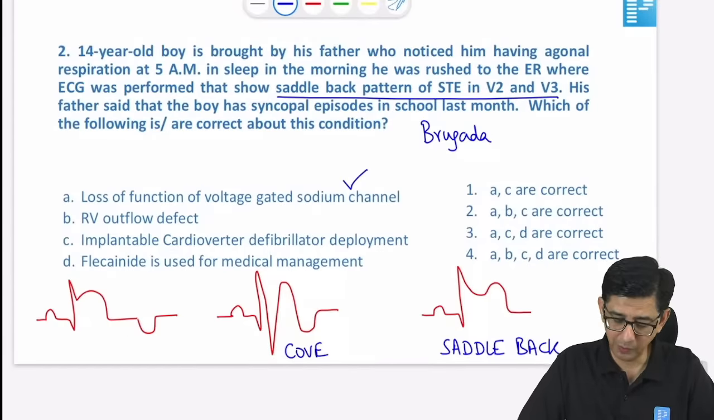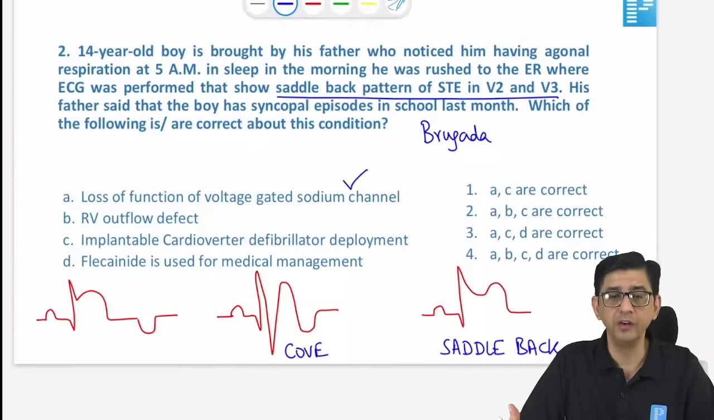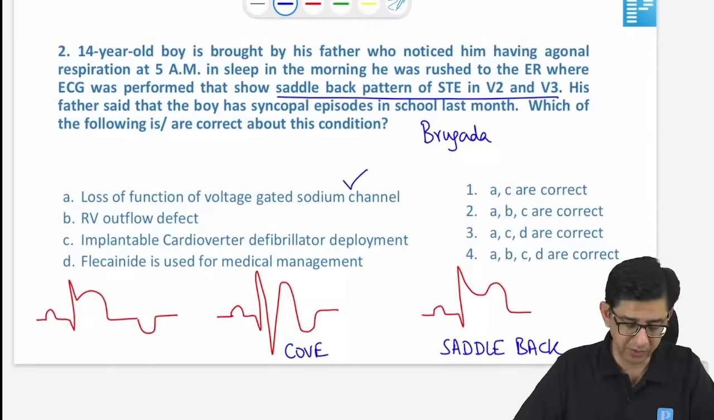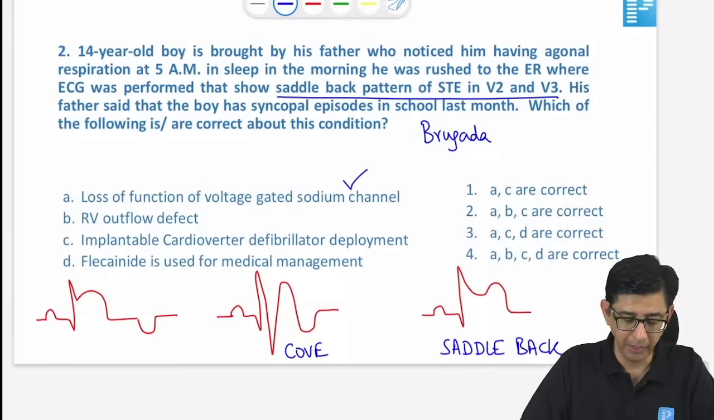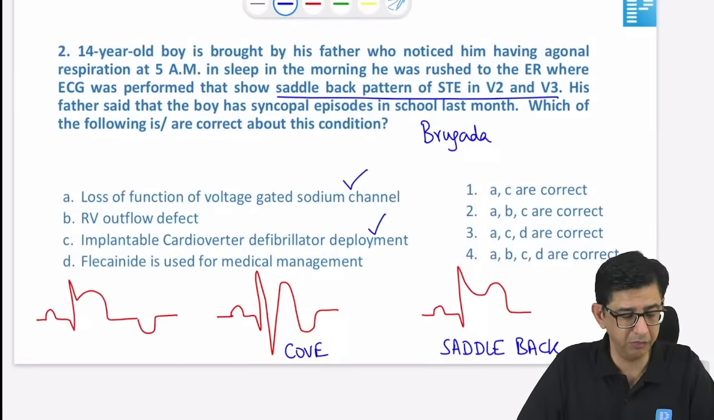This particular defect would be present in the right ventricle itself, but at the same time it is in the right ventricular epicardium. Here it says right ventricular outflow defect, so that would not be a technically appropriate statement. And the treatment of choice for this condition would be an implantable cardioverter defibrillator.